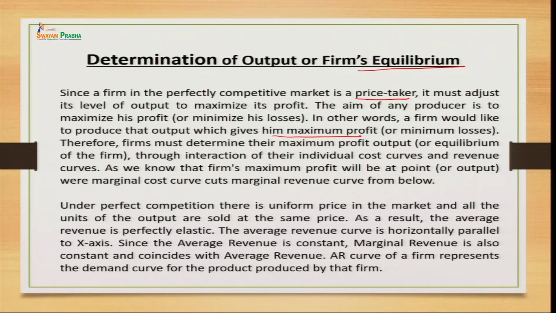Therefore, firms determine their maximum profit output, which is the equilibrium point of the firm, with the interaction of individual cost curves as well as the revenue curves. As we know, the firm's maximum profit will be at the point where the marginal cost curve cuts the marginal revenue curve from below. So, we have seen these two things, that we have marginal cost and we have marginal revenue, right.